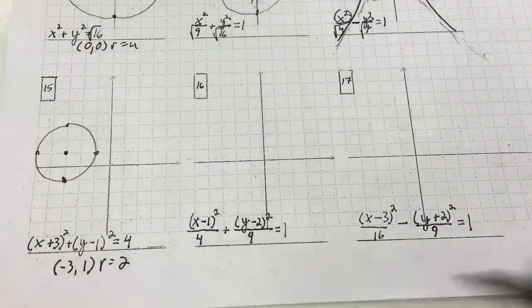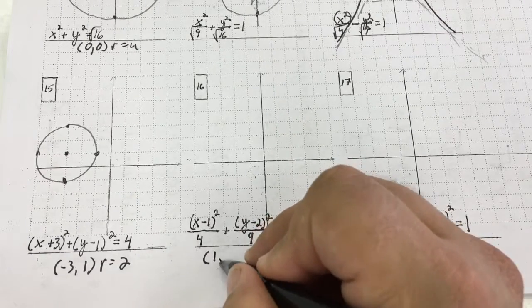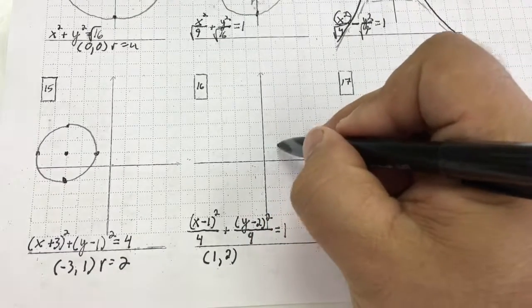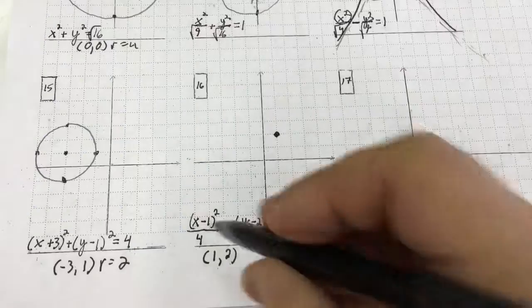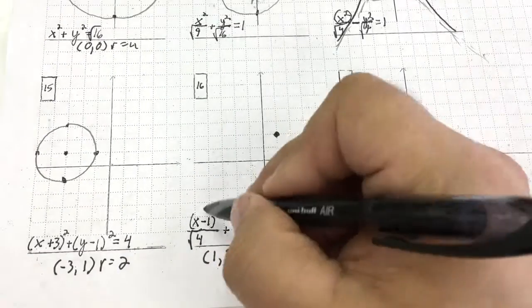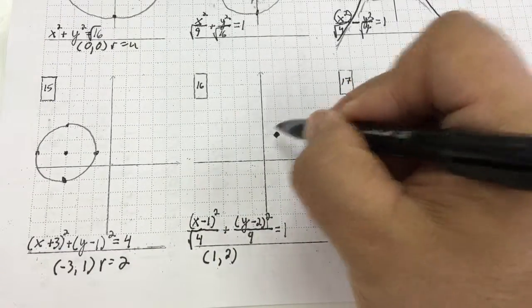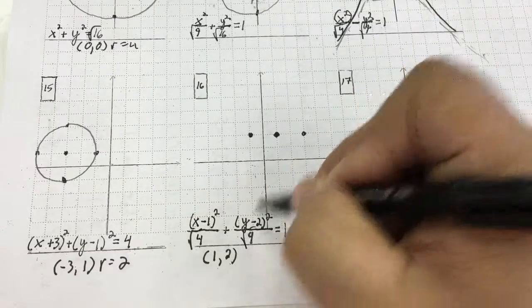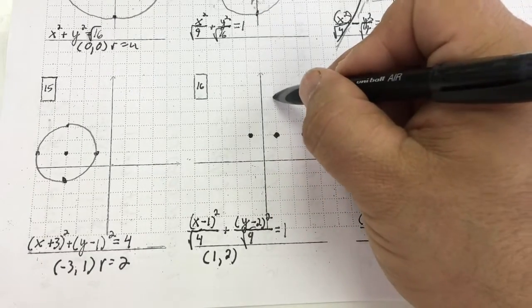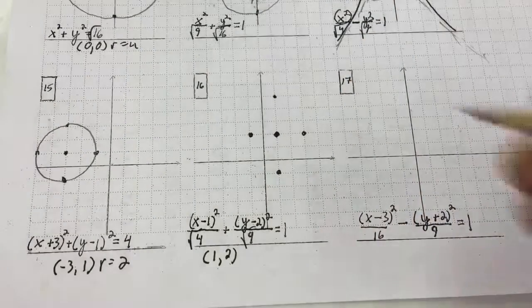For this one, the center is going to be located at the opposite of the 1 and the opposite of the 2. So I go right 1, up 2, and put the center for my ellipse. Now the square root of 4 is 2, so for the x value, I'm going to go right and left 2 away from that center. The square root of 9 is 3, so for the y values, I'm going to go up and down 3.